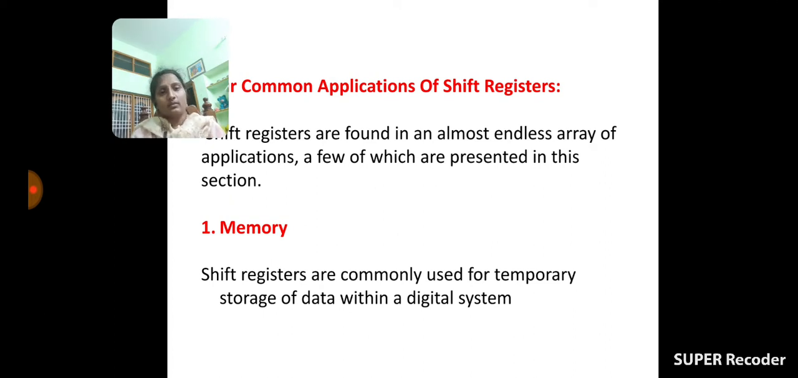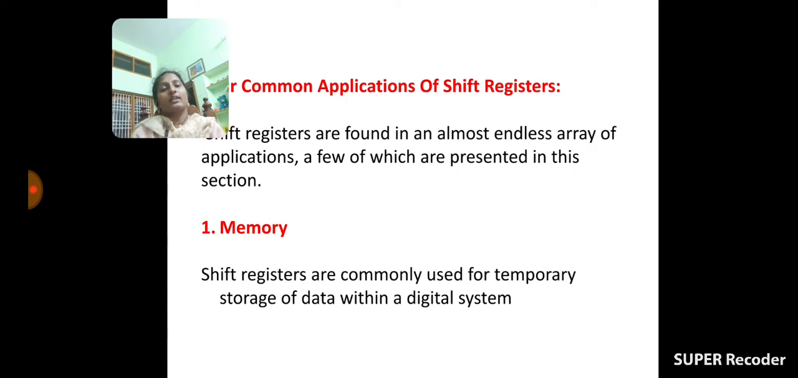All the bits enter the register at the same time, and all the bits leave the register at the same time, so it will require only two clock pulses. So how many clock pulses are required? Only two clock pulses are required. One is used for receiving the data and one is used for sending the data.